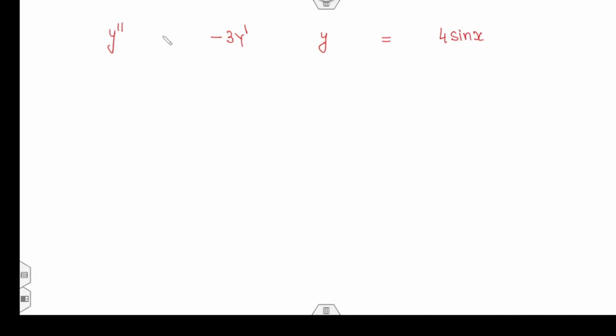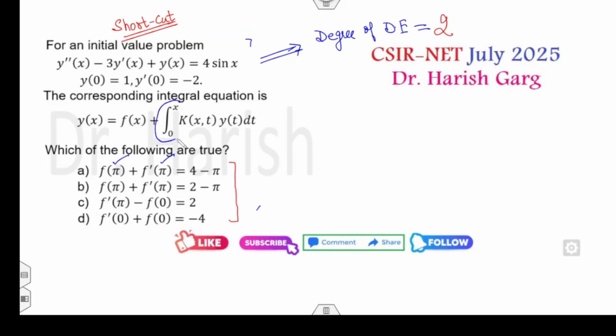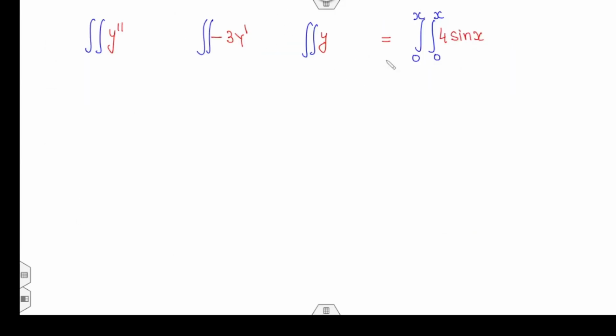Fine. Now the degree is 2, so you can integrate them twice. If the degree is 3, you can integrate three times. If the degree is 1, you can integrate once. Now you can integrate from 0 to x. Why 0 to x? Because you can see in the options you need 0 to x. Fine. 0 to x, 0 to x, 0 to x.